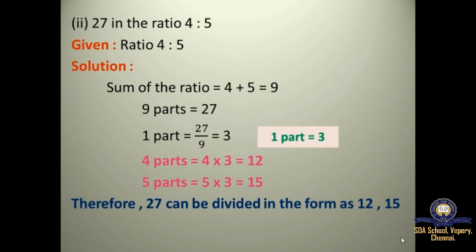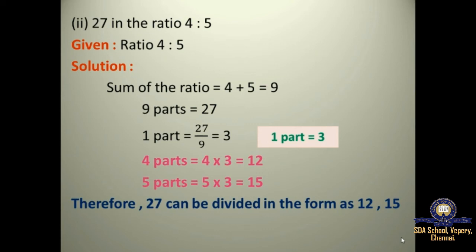Now we are supposed to find for 4 parts. So you'll be multiplying 4 with 3. When you multiply 4 with 3, you'll be getting 12. And for 5 parts, you'll be multiplying 5 with 3. So when you multiply 5 with 3, you'll be getting 15. So therefore 27 can be divided in the form as 12 comma 15.